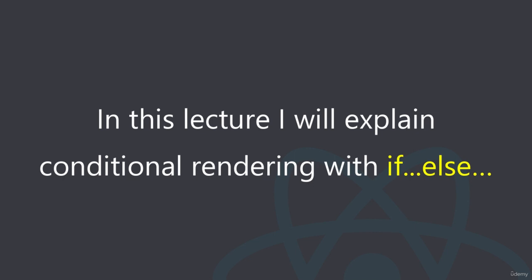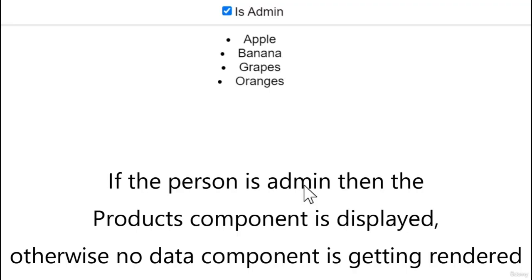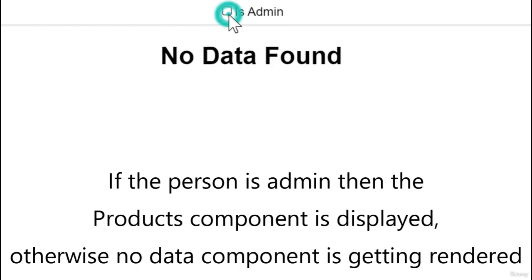So now let's begin with the conditional rendering concept. The first conditional rendering we are going to implement with the if-else condition. We will be implementing this interface. Here I have just placed a checkbox, and if the person is admin, then the data is displayed, and if you uncheck, then the data is not displayed, and instead there is another message that is no data found.